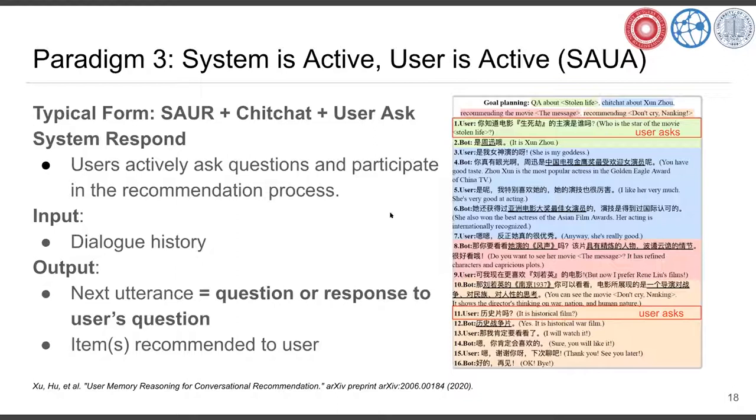For example, if you look at the first sentence in the red box on the right figure, you can see the user starts asking questions about the movie star. So in this case, for the problem formulation, the output utterance will be either a question that is used to ask the user or some response to the user's question.